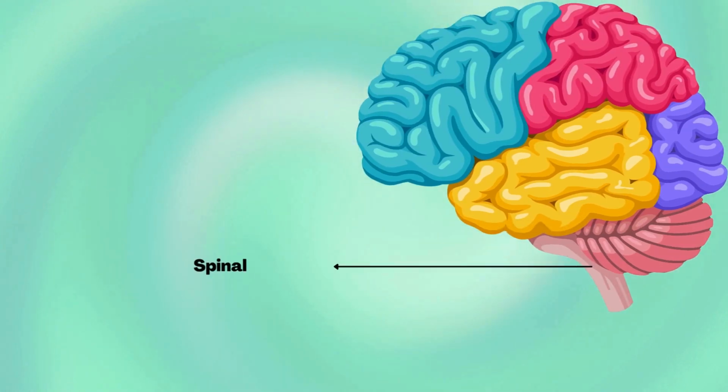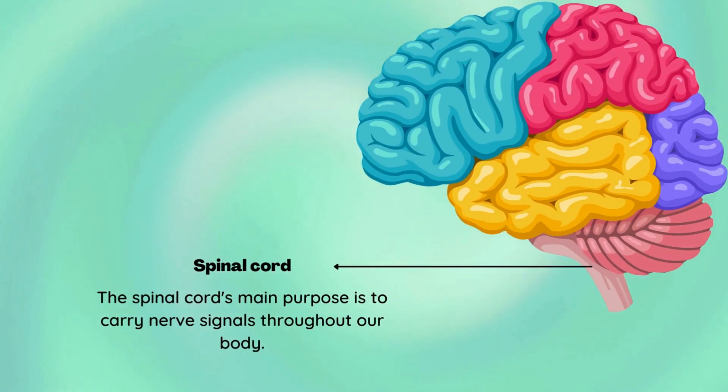At the end of the brain, the tube-like structure shows the spinal cord. The spinal cord's main purpose is to carry signals throughout our body. It takes the message from the brain and sends the signal by nerves to the whole body.